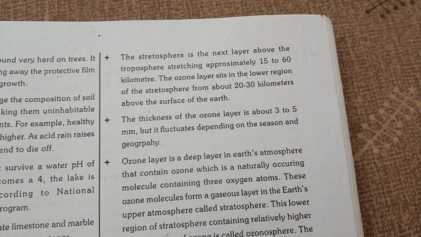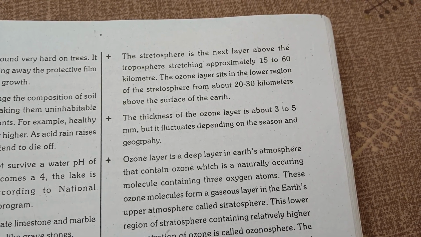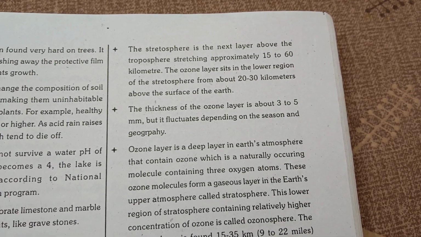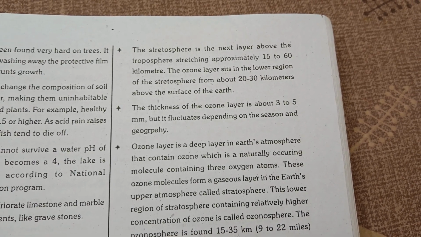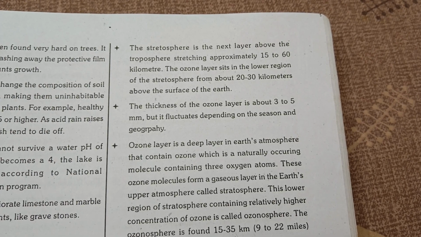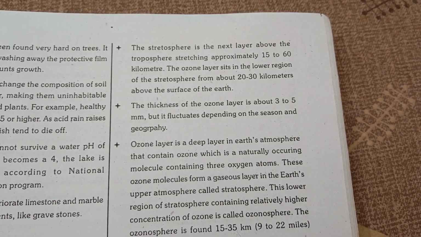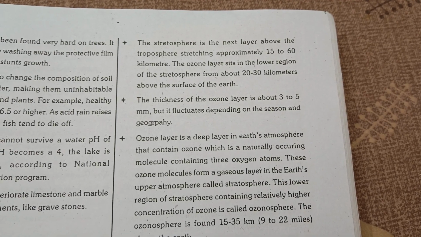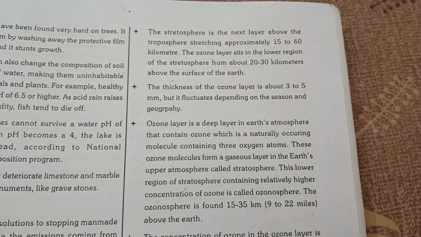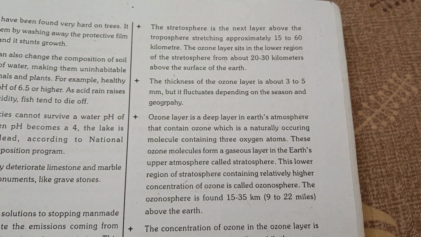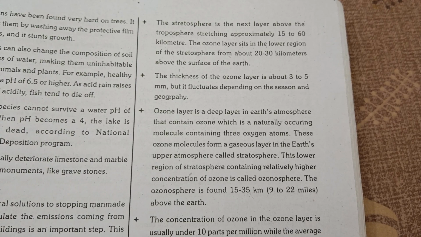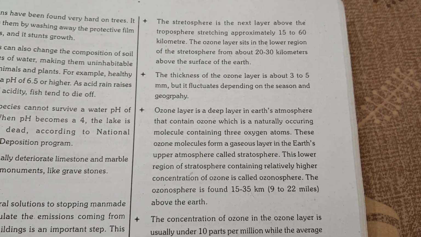The stratosphere is the next layer above the troposphere, stretching approximately 15 to 60 kilometers. The ozone layer sits in the lower region of the stratosphere, from about 20 to 30 kilometers above the surface of the earth. The thickness of the ozone layer is about 3 to 5 mm, but it fluctuates depending on the season and geography.